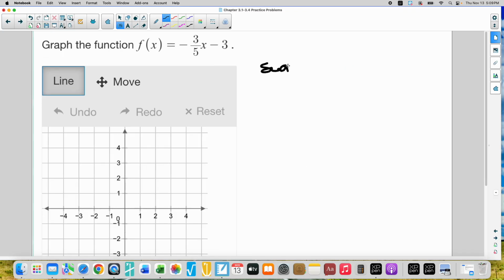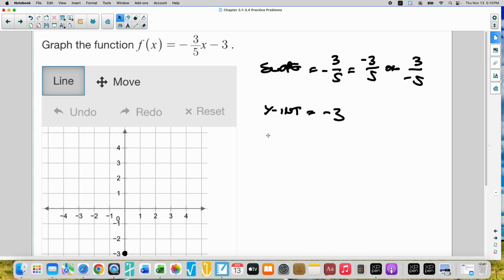So my slope equals -3/5, and my y-intercept equals -3. So we're going to go down to -3, make a dot. Now this negative sign can go in either one, not both, but it can go either up in the top or it can go on the bottom. Doesn't matter. So let's move this down a little bit.